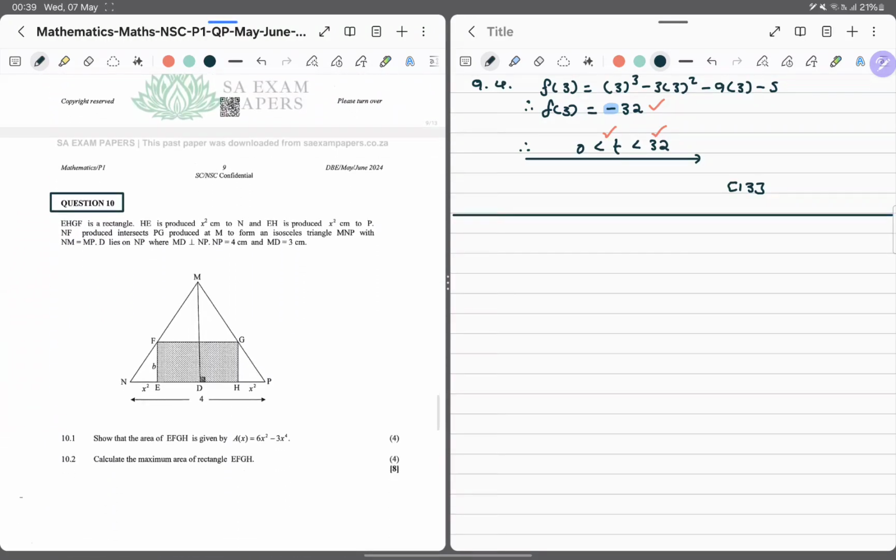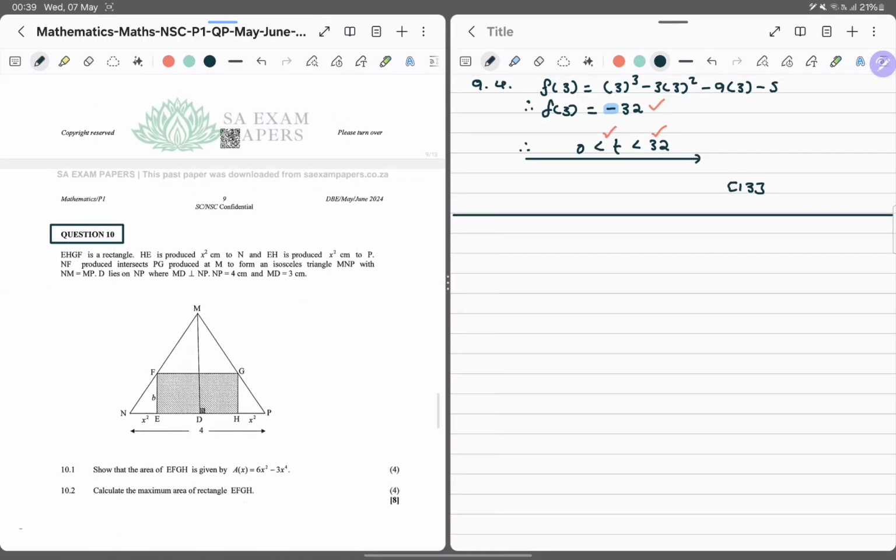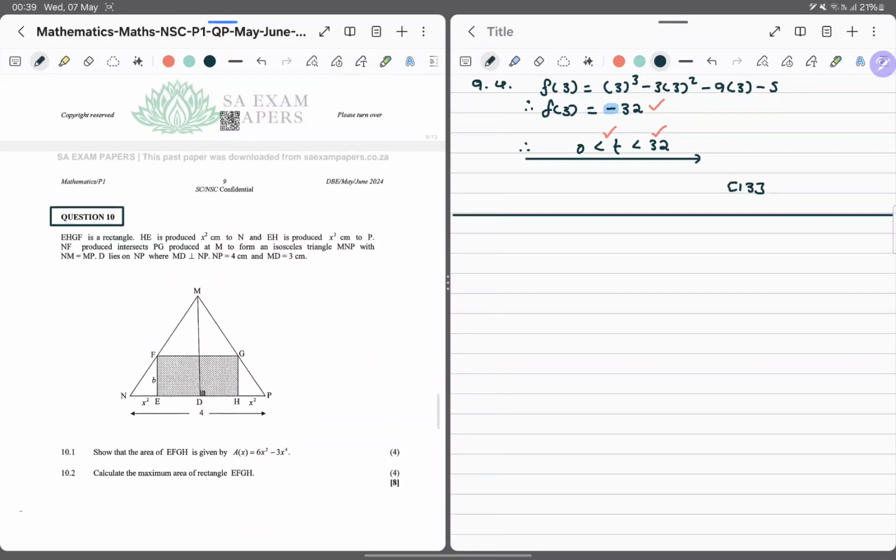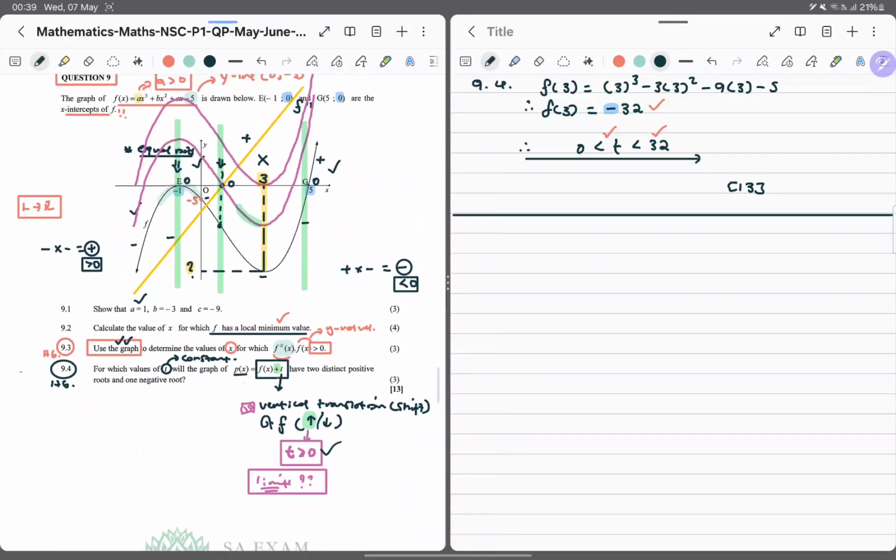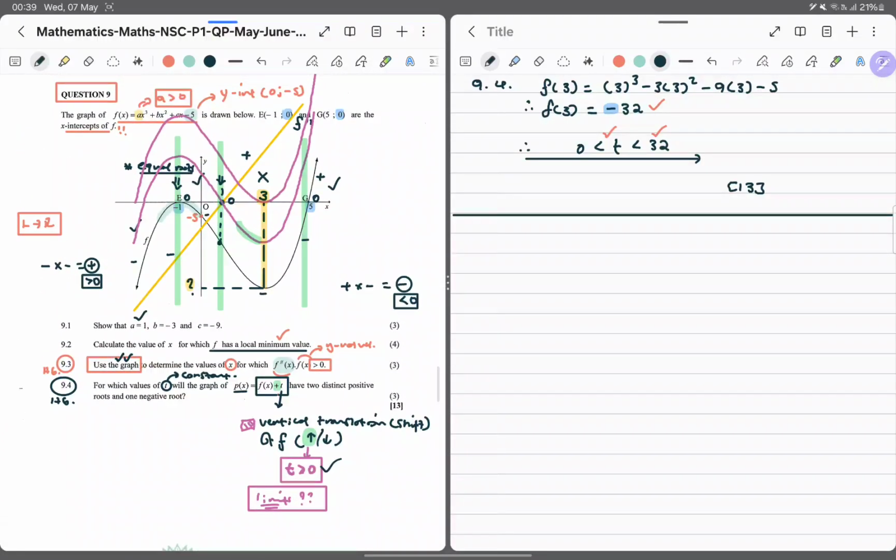Anyway, guys, let's stop the nonsense and just keep moving. Let us keep moving. Yeah, we need to keep moving like that, like this.